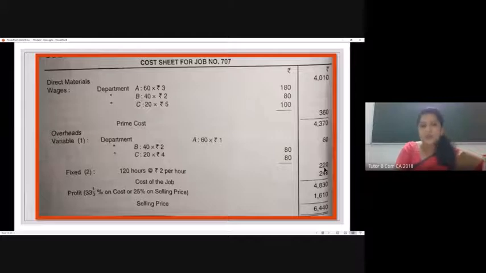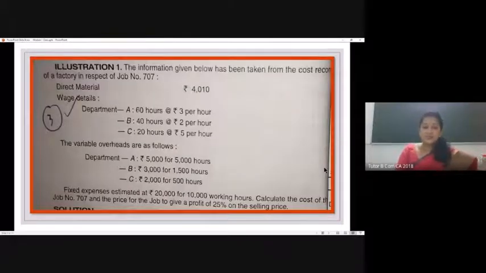Now the last expense which is given here is fixed expenses. And they've said that fixed expenses are estimated at 20,000 for 10,000 working hours. So naturally, we know that the total hours worked by these different departments for job number 707 is 60 plus 40 plus 20, which is 120. Total hours worked by the departments would be 120. So naturally, the rate, as we have computed, is 20,000 by 10,000.